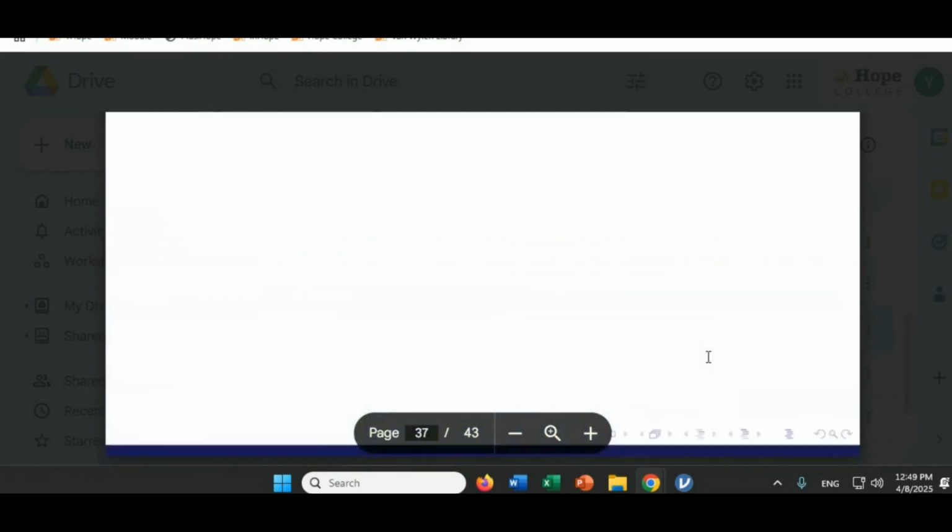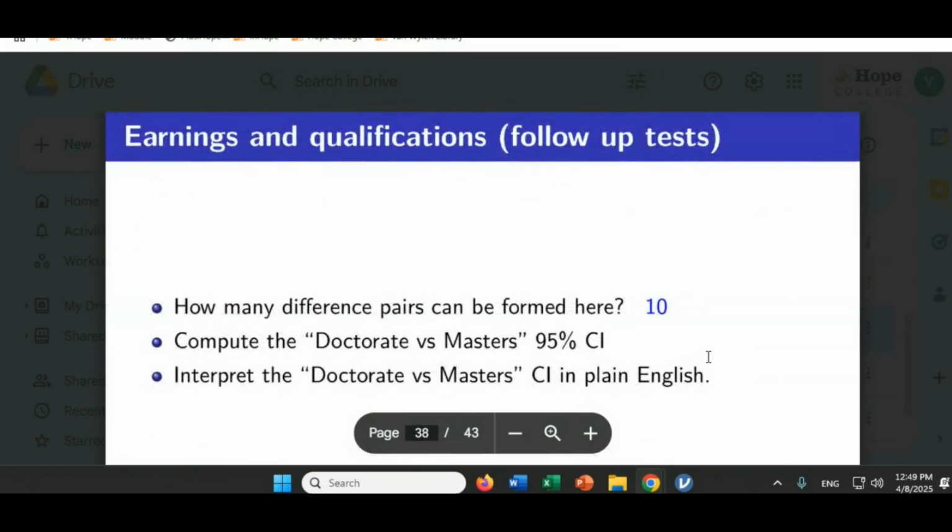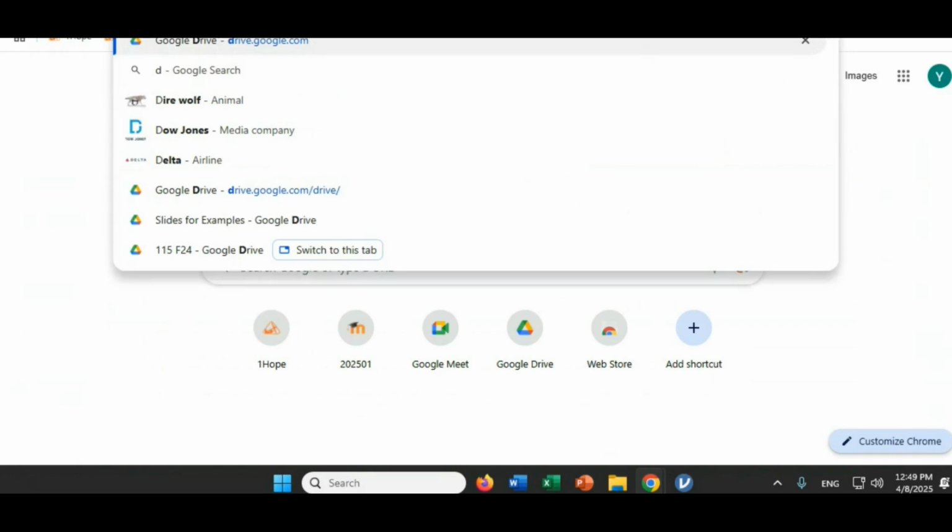So we are going to practice doing this once. How many pairs can be formed here? Obviously 10, you told me. We are going to do just one. We are going to do a doctorate versus master's comparison. So I'm going to call out our scratch pad.